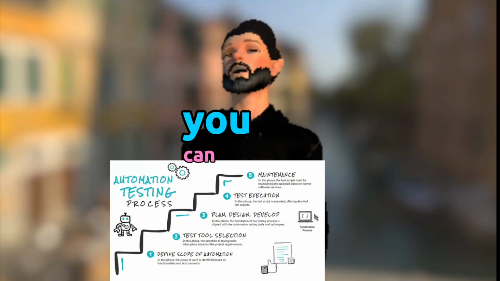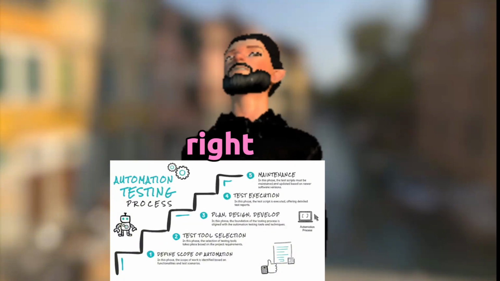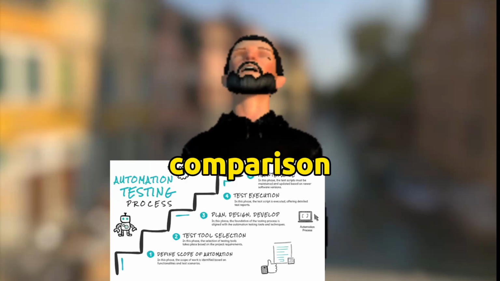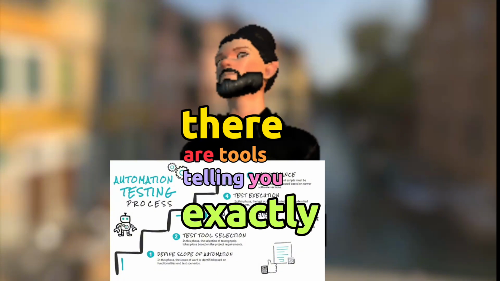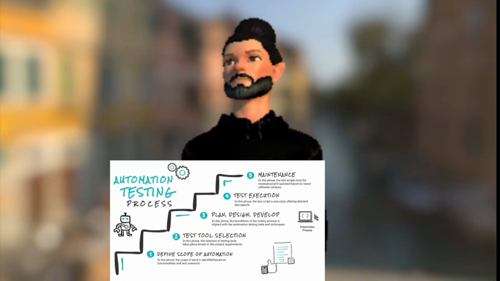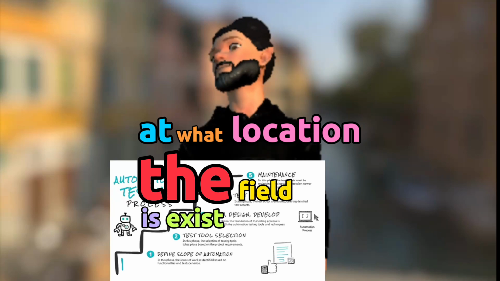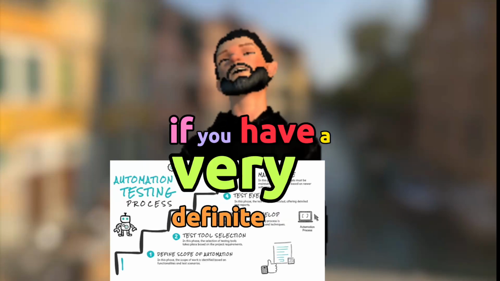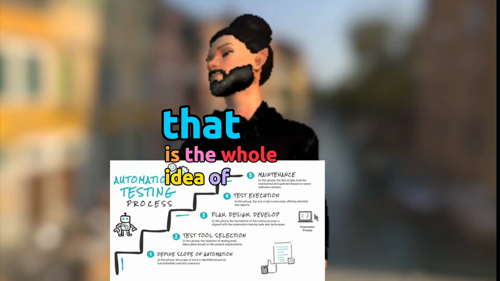No, you can automate that specific criteria, but you have to use the right tools. There are some tools giving you a visual comparison between the previous state and current state. There are tools telling you exactly at what location, compared to the screen ratio, the field exists. So if you have a static expectation, a very definite expectation, then you can automate. That is the whole idea of automation.